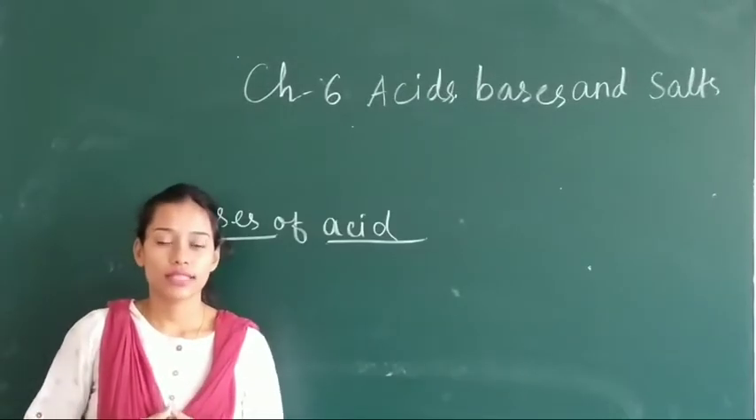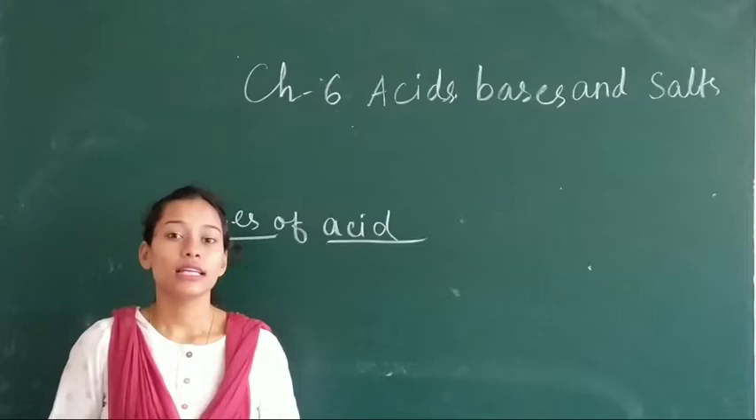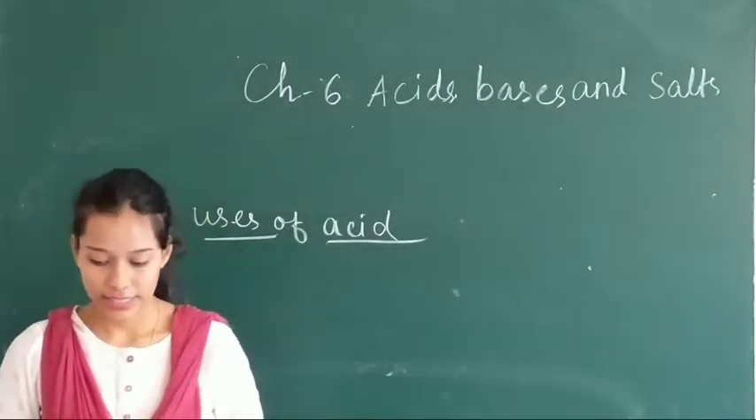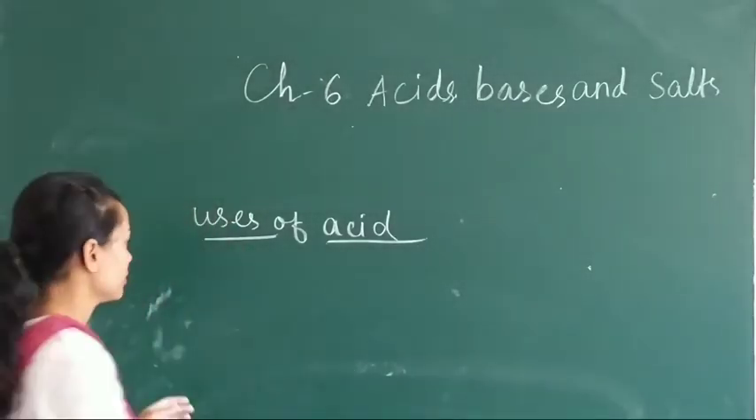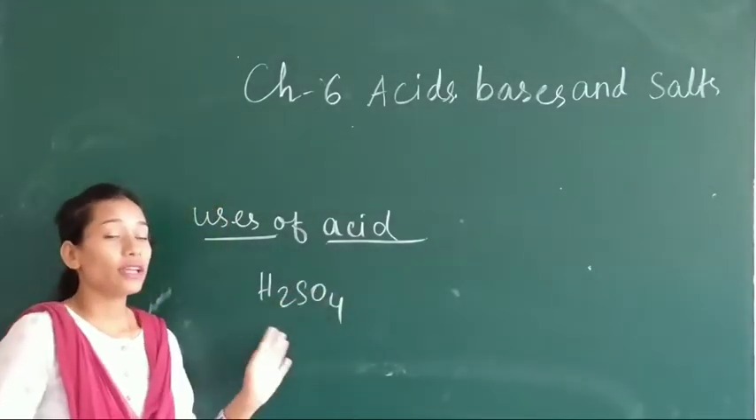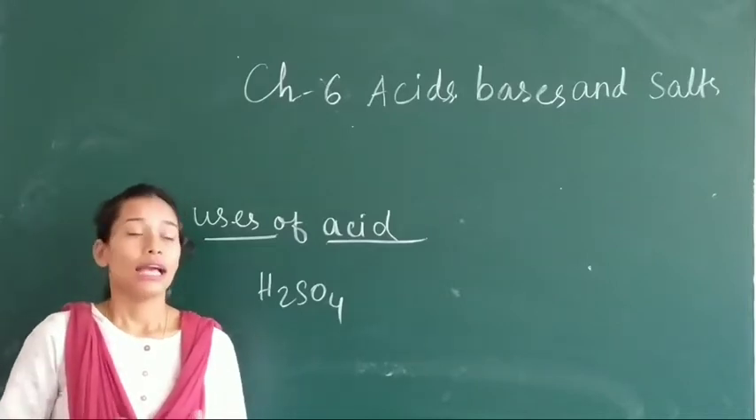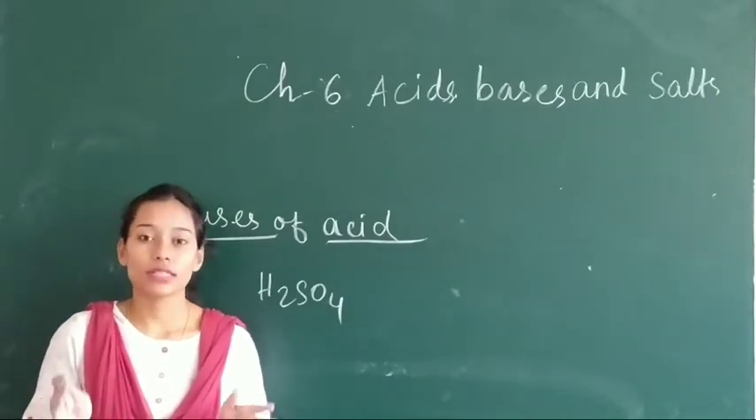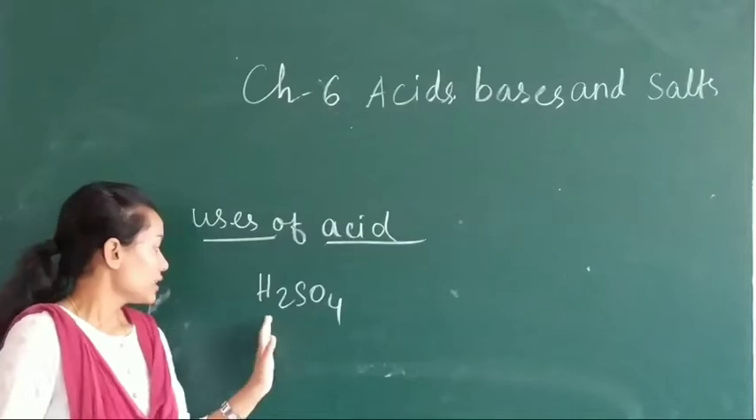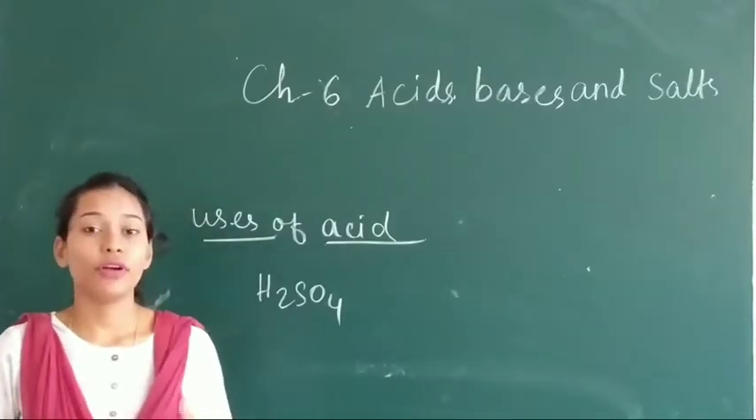Now we will discuss different uses of acid. First of all, we will see the use of sulfuric acid. This sulfuric acid is usually used for what? Making fertilizers, and it is also used in batteries. Just now I told you. This sulfuric acid is also used to remove oxide before galvanization.